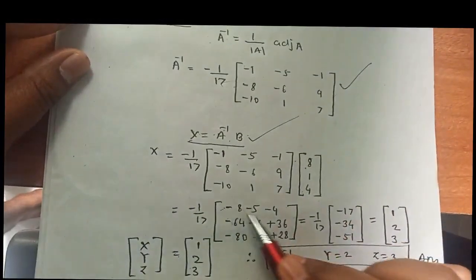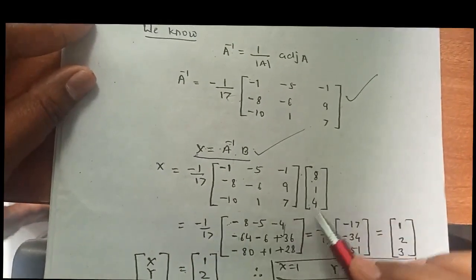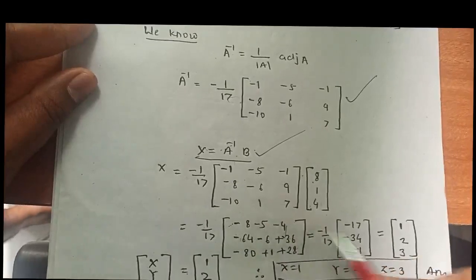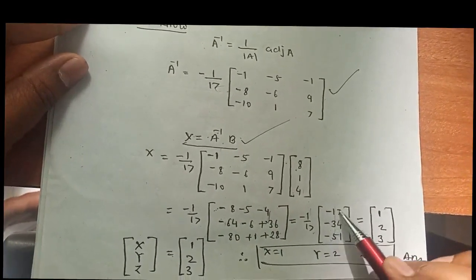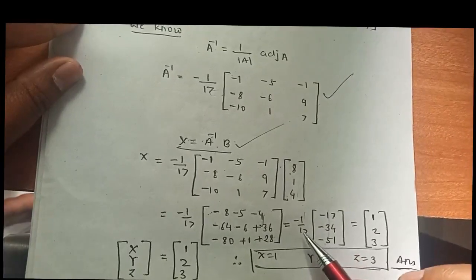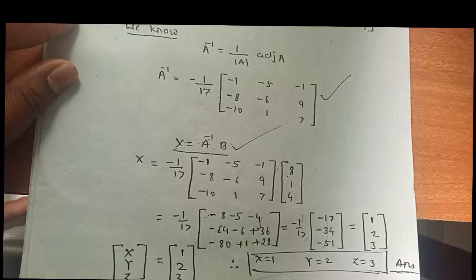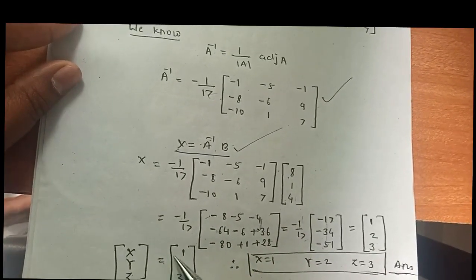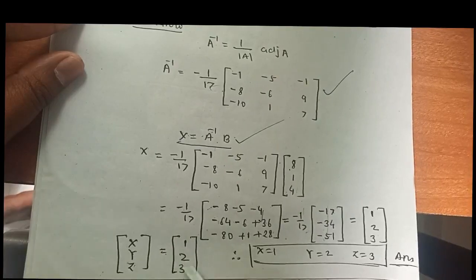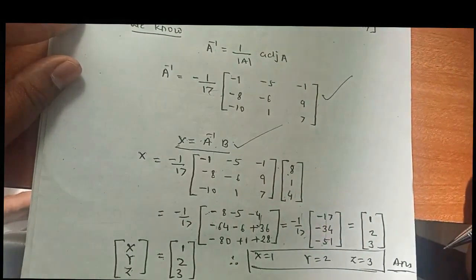First row, first column, this element will get. Second row, first column, this element will get. Third row, first column, this element will get. Simplify this one, you will get this into minus 1 by 17. Multiply this, 17 by 17 is 1, 34 by 17 is 2, 51 by 17 is 3. So XYZ is equal to 1, 2, 3 ultimately. Since it is equality of matrix, that means X is equal to 1, Y is equal to 2, Z is equal to 3. This is nothing but the final values of your variables.